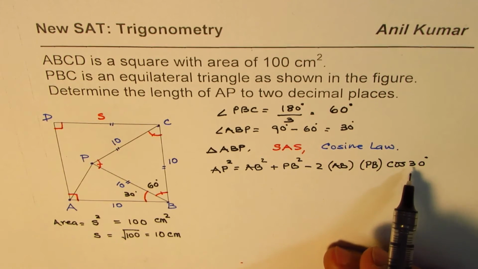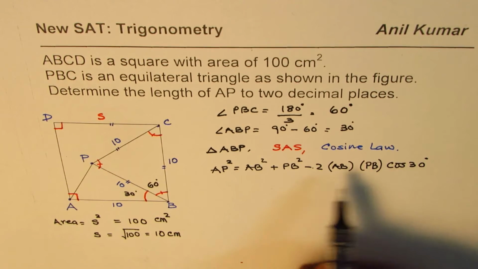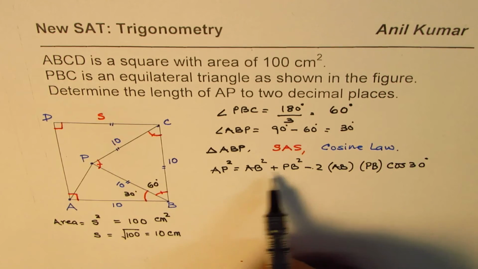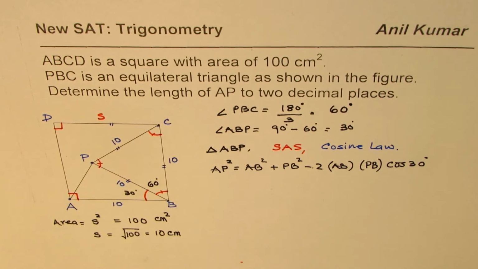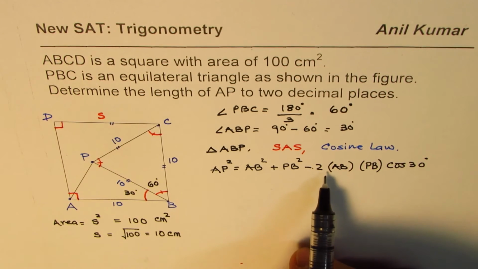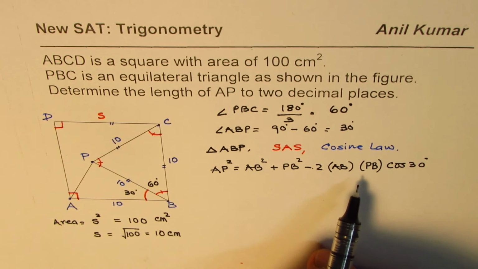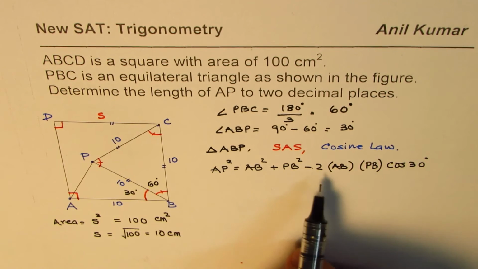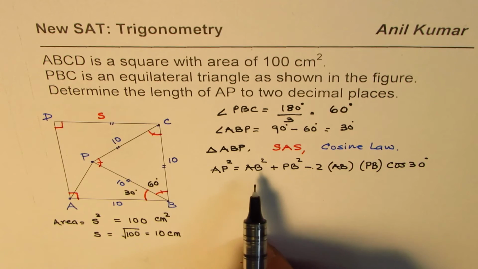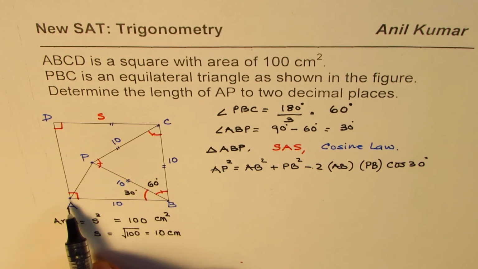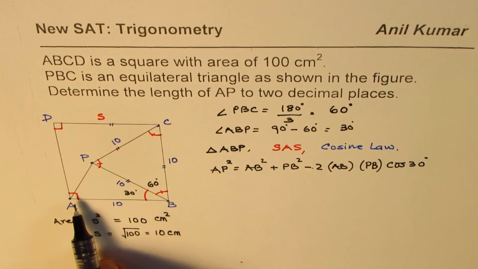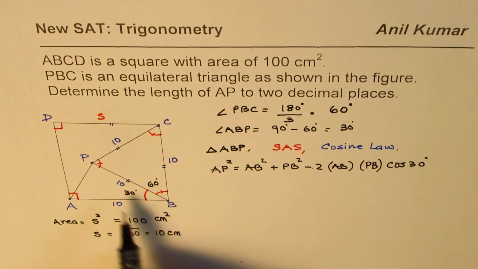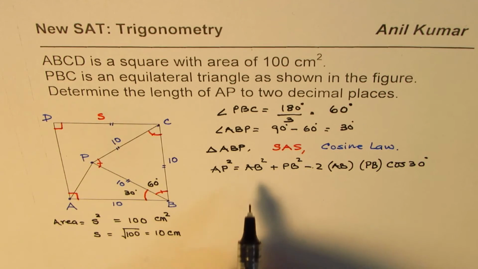If the angle is 90 degrees, this term will be 0 and looks like a Pythagorean theorem. Do you see that? So you could actually derive Pythagorean theorem from cosine law, and it's a good point to check also that you got the right formula, right? So this is 90 degrees, cos of 90 is 0. So this term will be 0, and you'll have AP square, the hypotenuse, as the sum of the other two sides, right?